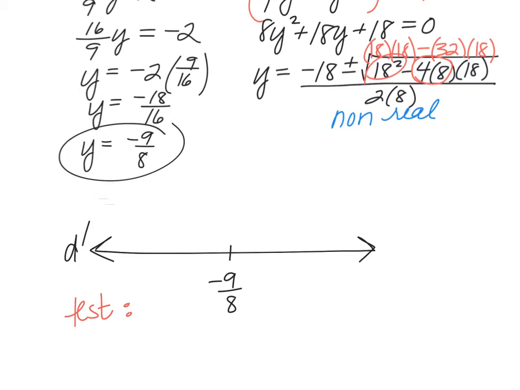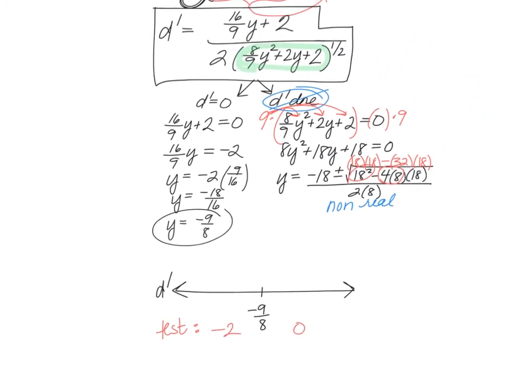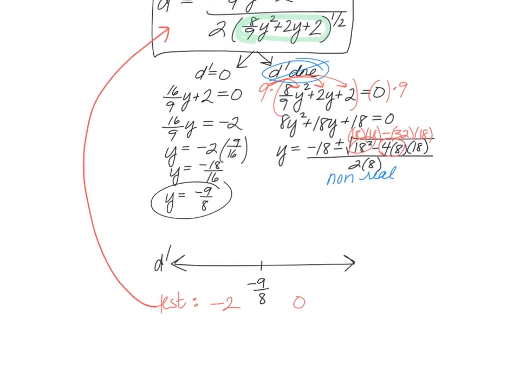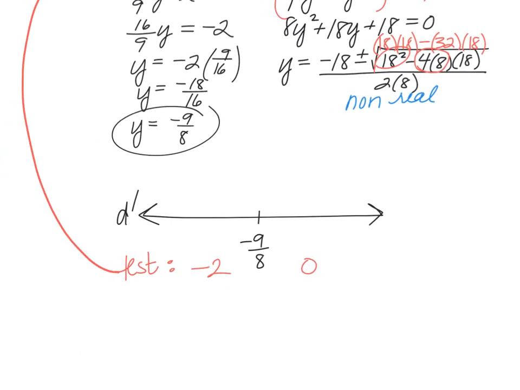So we're going to test some value smaller than negative 9 over 8. How about negative 2? And a number larger than negative 9 over 8. I'm always one to test for 0 if I can. And remember where you're testing: we're testing all the way back into the derivative because we're looking for the sign of the derivative. So go ahead, this is where you could pause your video, grab your calculator, and substitute negative 2 into that derivative, or by hand, and let's see what the sign is of the result.